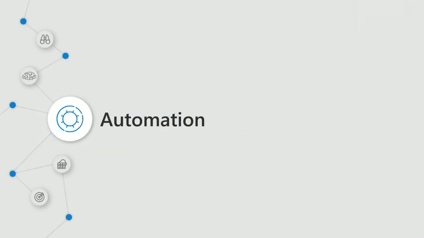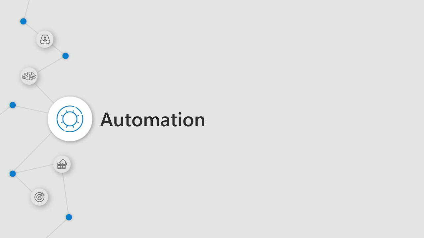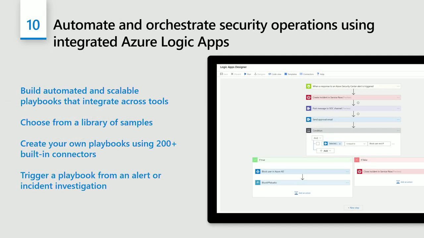Automation is the last piece of the puzzle, and we've talked a fair amount about that already. Okay. So automation and orchestration is done using integrated Azure Logic Apps. Hopefully you guys are familiar with Azure Logic Apps. They're pretty cool. They enable you to create these orchestrated playbooks that can execute a series of steps. There are 200 connectors available for a wide variety of Microsoft and third-party solutions, enabling you to build out these automated workflows. There are samples available in our GitHub that you can use to quickly create your own playbooks. And as we mentioned earlier, you can trigger those from an alert or an investigation.